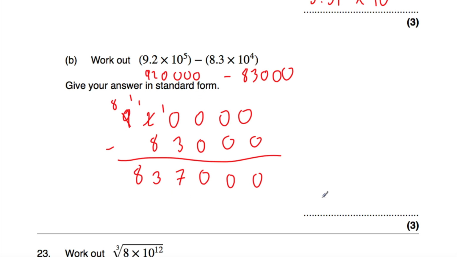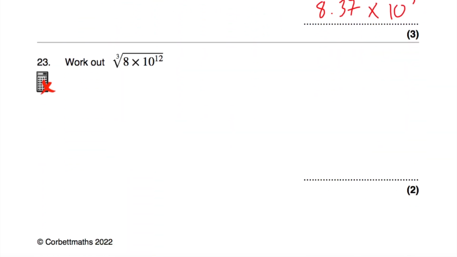In standard form, that would be 8.37 times 10 to the power of, and then if the 8 was in the units column, we'd need to move it 1, 2, 3, 4, 5 columns to the left, so it'll be to the power of 5, and that's it. So that's our answer in standard form. Okay, let's look at our next question, question number 23.